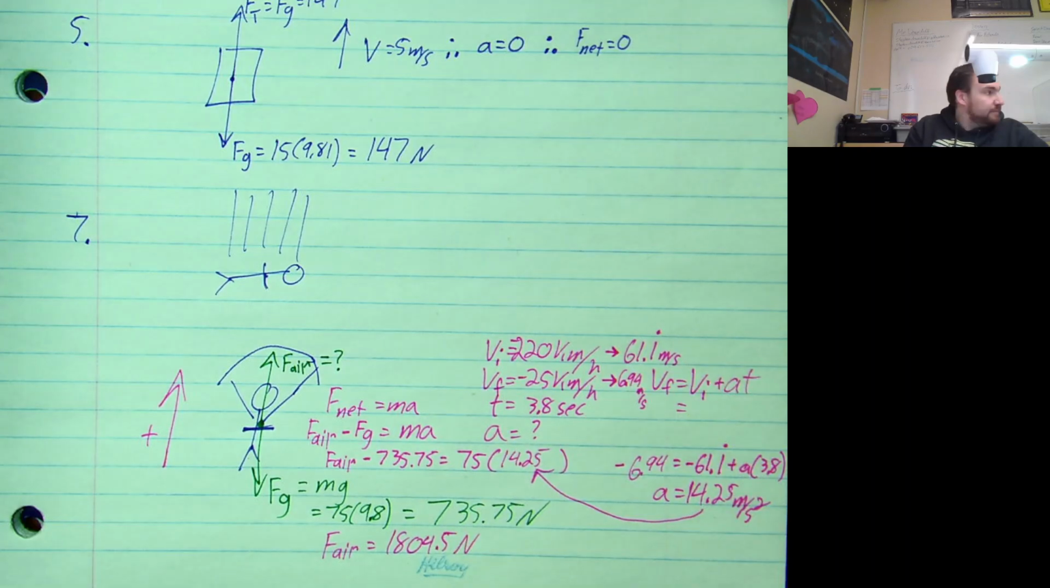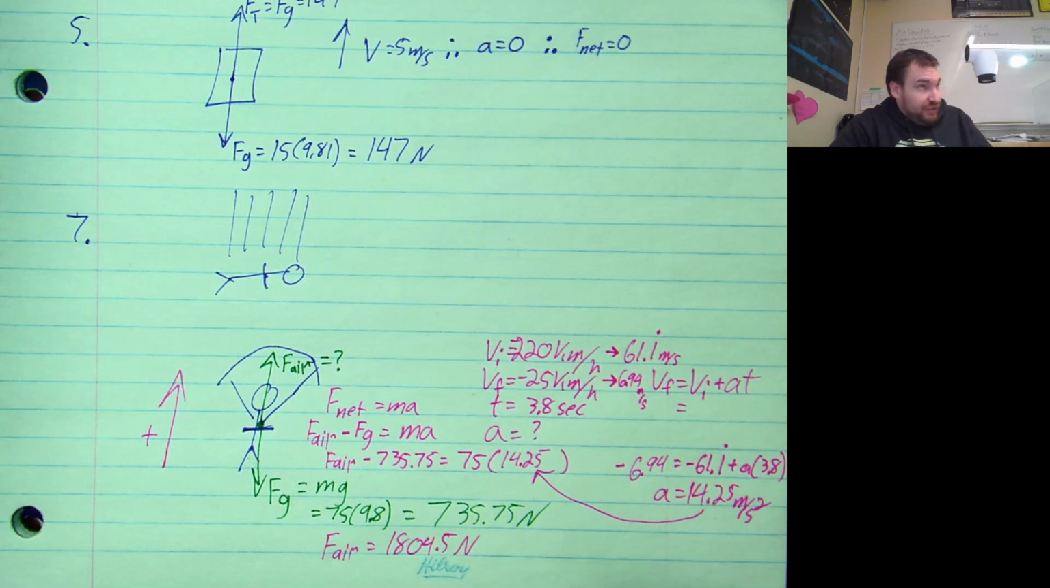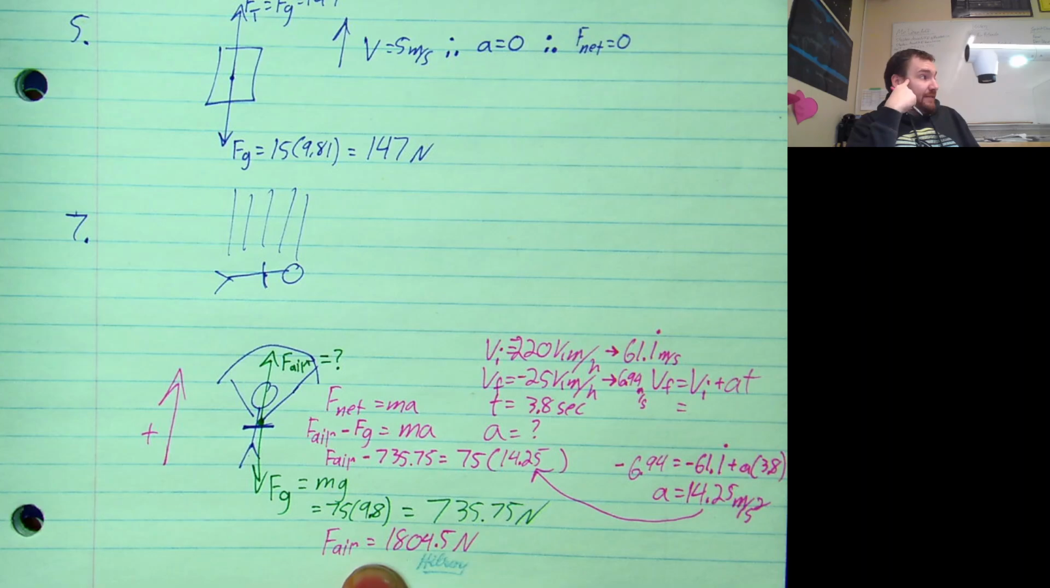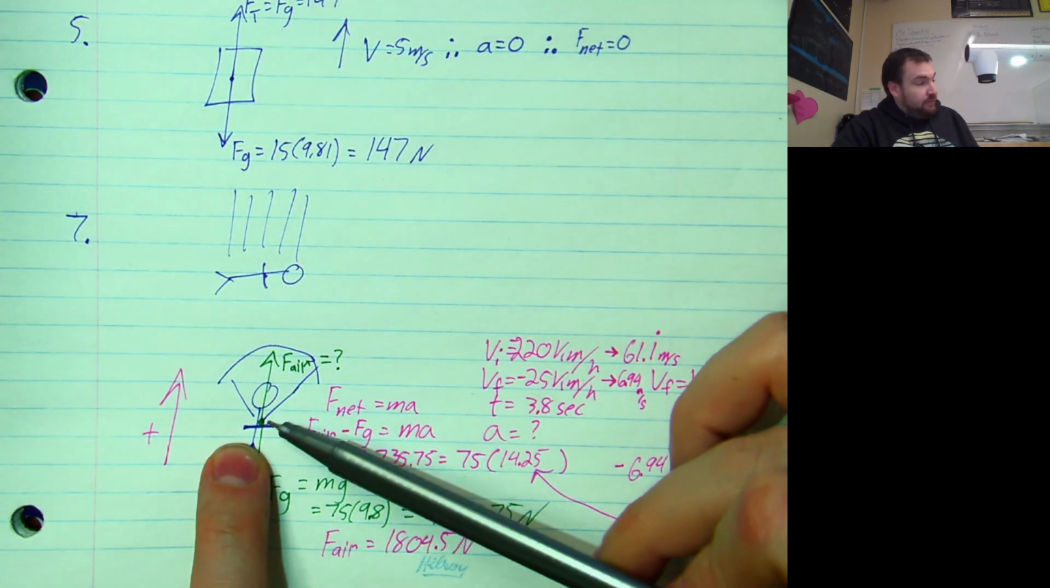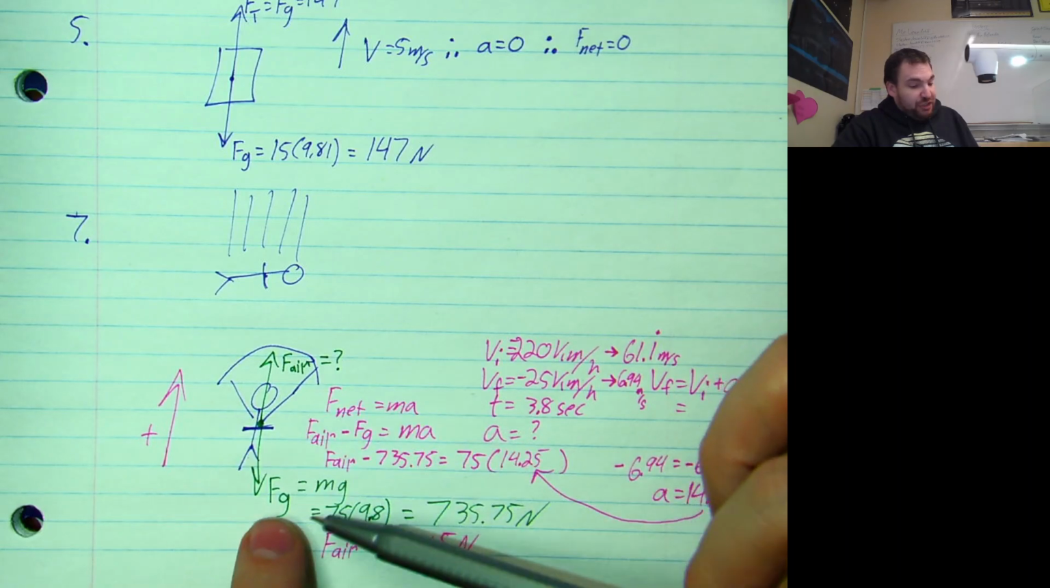The F air is bigger than the Fg, but she is going down. Okay, hold on. It's good that you brought that up, Luis. Let's analyze what's happening here. This F air represents what? It's the air going into the chute and the drag that it's creating that's slowing you down. So she's still falling down. She's just now falling slower.